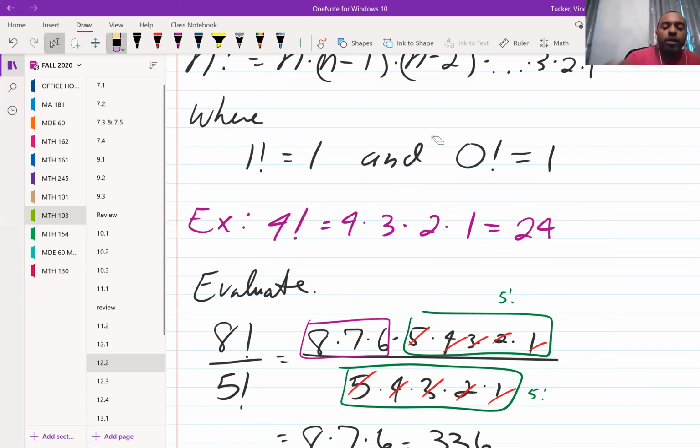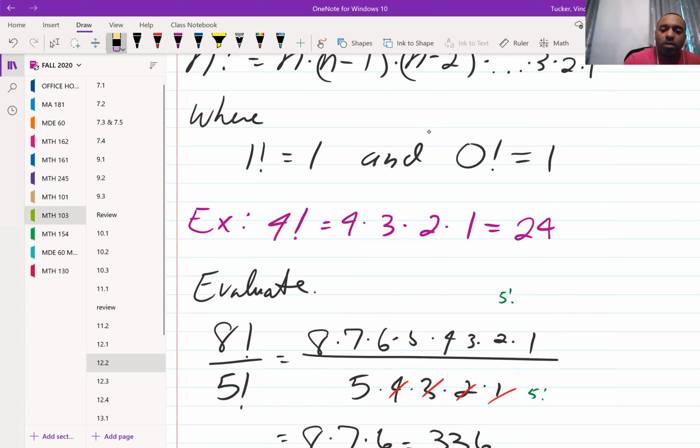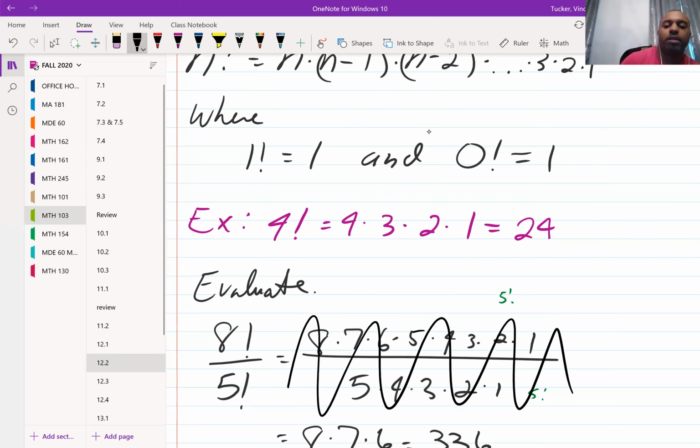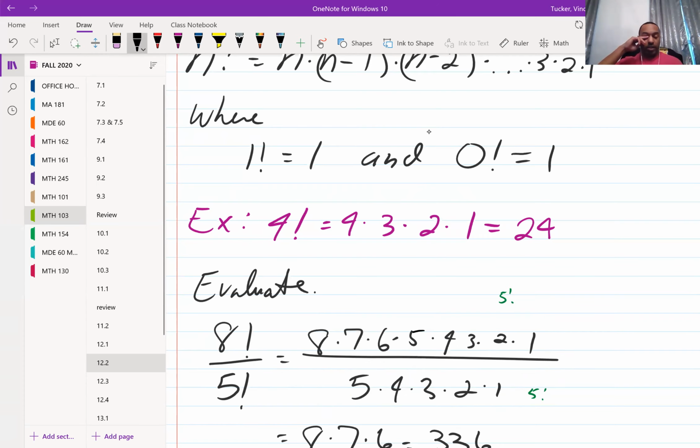All right, so let me erase some of this stuff so we can walk through it. They tell us to evaluate, of course this part wouldn't be here, it would just be 8 factorial over 5 factorial. So we'll talk about the long way of doing it and then the short way of doing it.